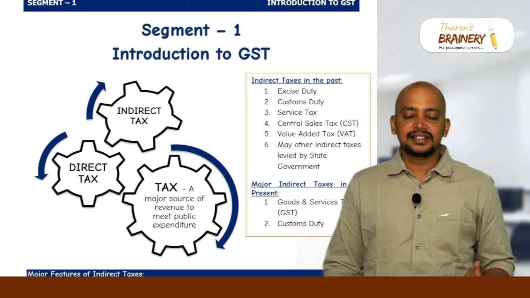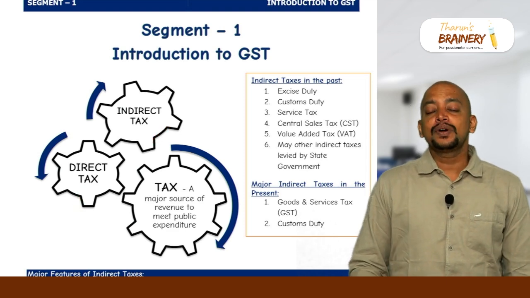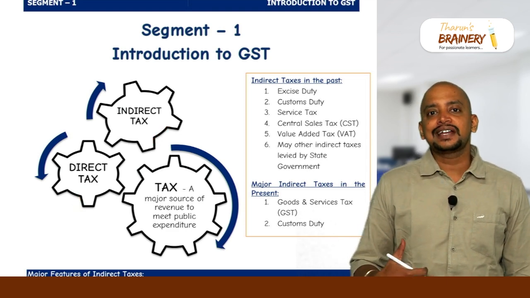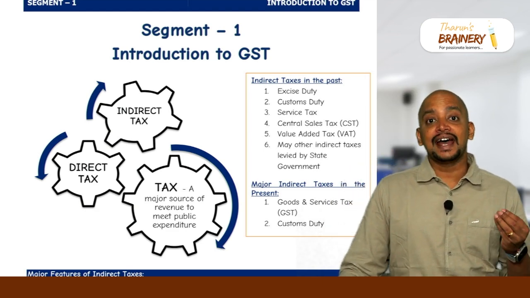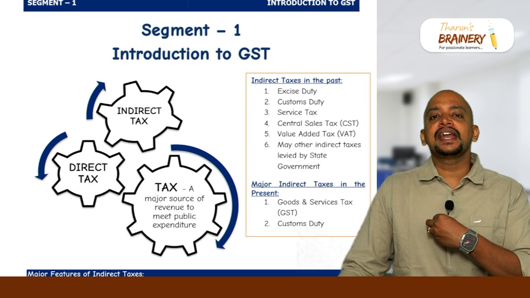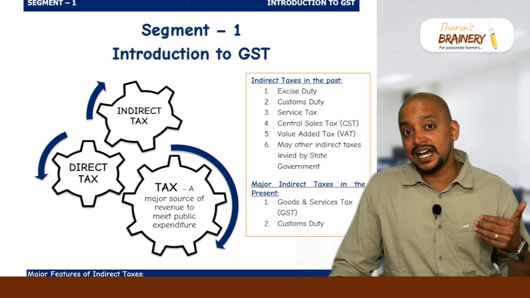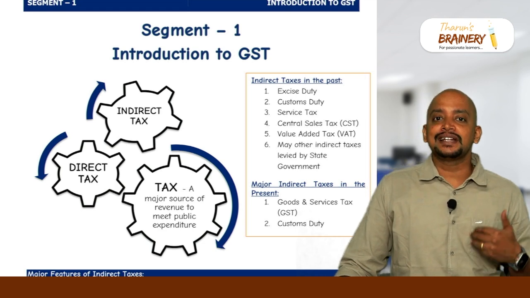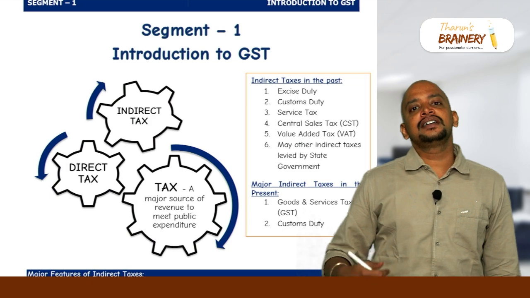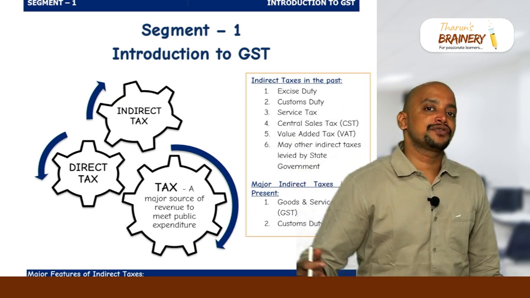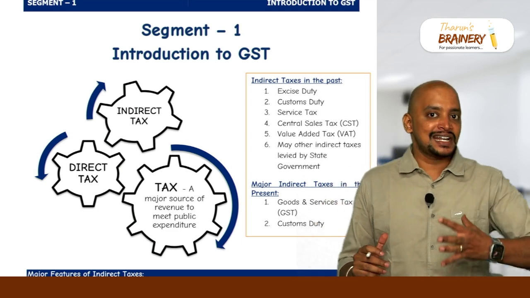This tax is divided into direct tax and indirect tax. So what is the difference between direct tax and indirect tax? Basically, in case of direct tax, the one who is paying the tax has to bear the burden of tax. But in case of indirect tax, the person who pays the tax can transfer the burden to the next person, like the burden can be transferred to the ultimate consumer. That is the basic difference between direct and indirect tax.